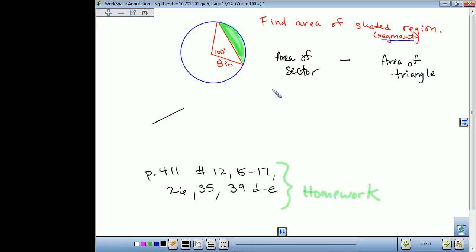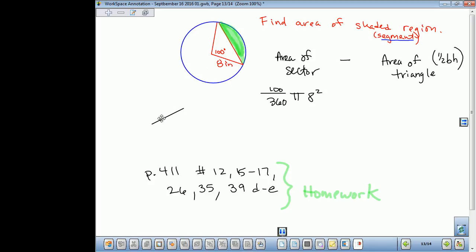Okay, so the sector is easy. 100 over 360 times pi r squared. The triangle, we don't have any. Triangle is 1/2 base times height, right? Isn't that how we find the area of a triangle? We don't know the base of that triangle, and we don't know the height of that triangle. How do we find it? Yep, just like we did on 39C. Just like what y'all asked about on that one problem.